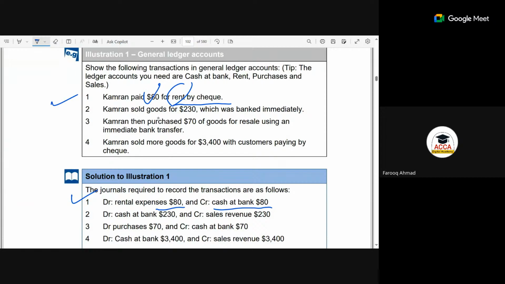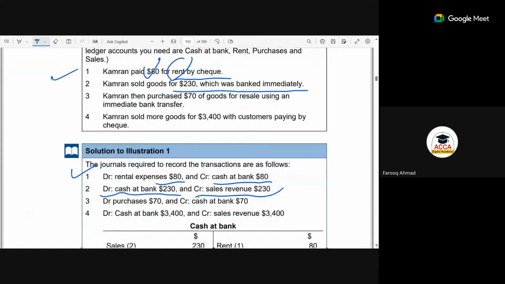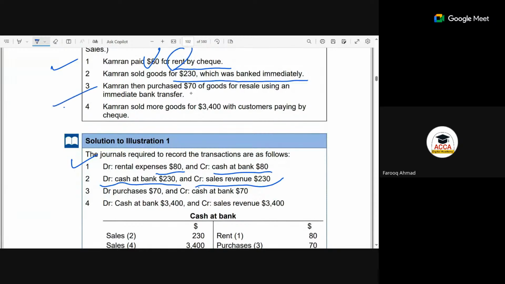Then Kamran sold goods for 230, received by the bank immediately. Sales are always credit, and debit is the cash, because the cash is coming into your bank account in your books of accounts. Third, Kamran then purchased 70 of goods for resale using an immediate bank transfer. So debit is the expense and credit is the cash, because it is paid through the bank account. Kamran sold more goods, $3,400, and the customer paid by check. Sale is always a credit and the debit is your bank.